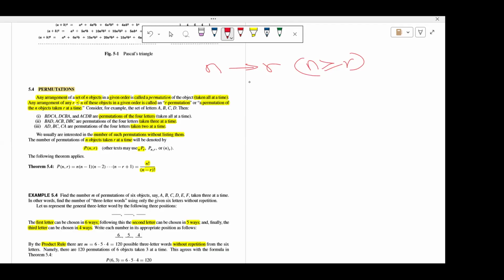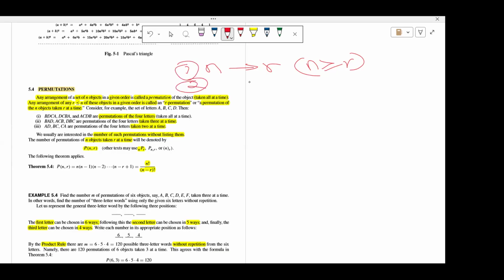Just imagine if you have 100 students, and from the 100 students we are taking 10 students, and we need to arrange how many ways we can order the elements. So this is the first type.